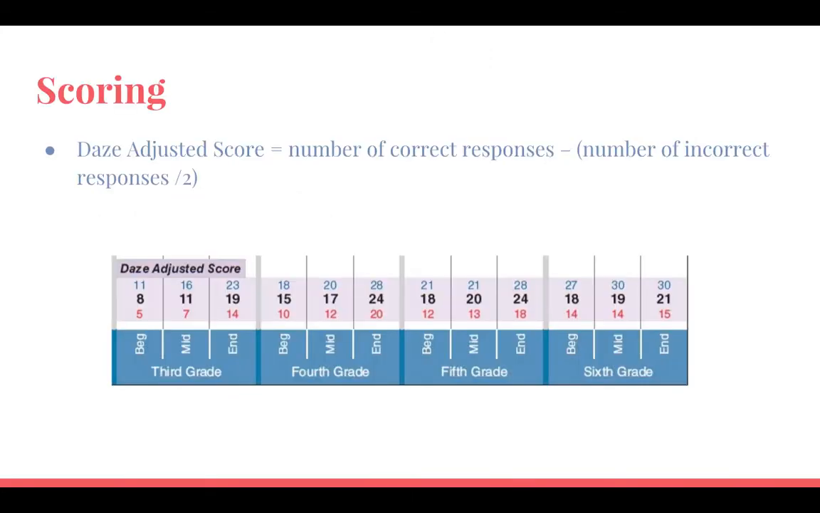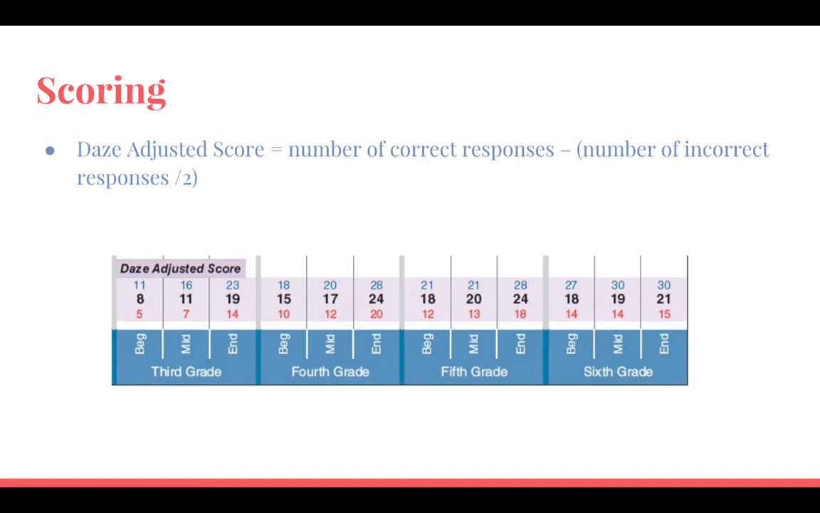So in terms of scoring, students are given an adjusted score, which is equal to the number of correct responses, subtract the number of incorrect responses divided by 2, and this helps to account for some guessing that may happen. And if we look at this chart, this helps us to make sense of what this score means.